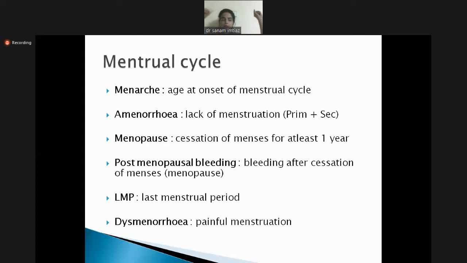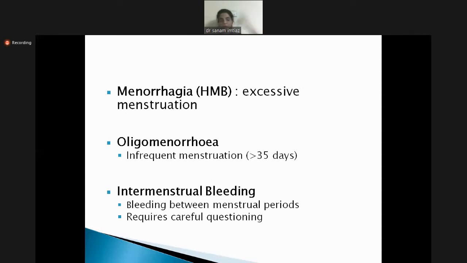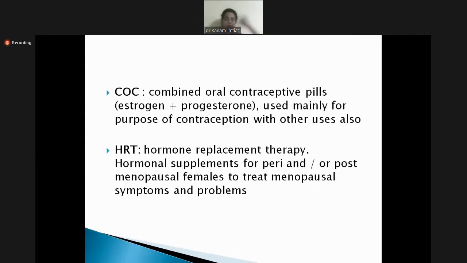LMP is the first day of the last menstrual period. Dysmenorrhea is painful menstruation. Menorrhagia is heavy menstrual bleeding. Oligomenorrhea is less menstrual flow or maybe the prolonged cycle. Intermenstrual bleeding is bleeding in between 2 menstrual cycles. COC is combined oral contraceptive pills, which is a combination of estrogen and progesterone, and the doses and the types of estrogen and progesterone may vary.